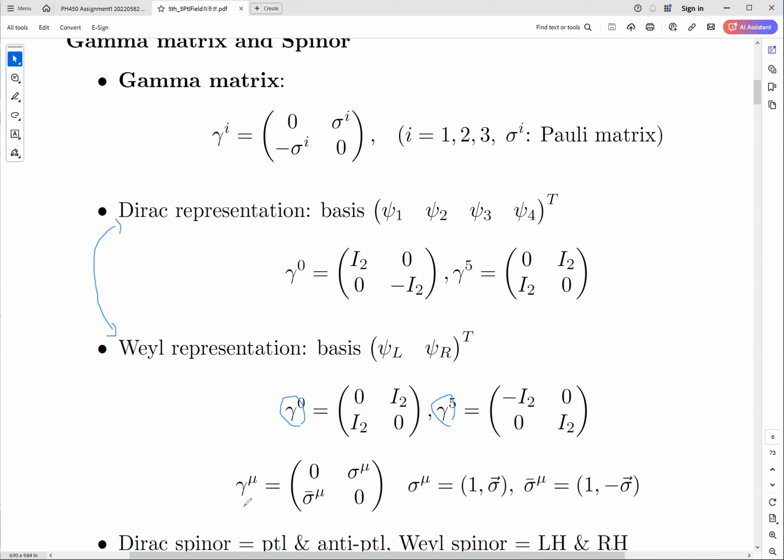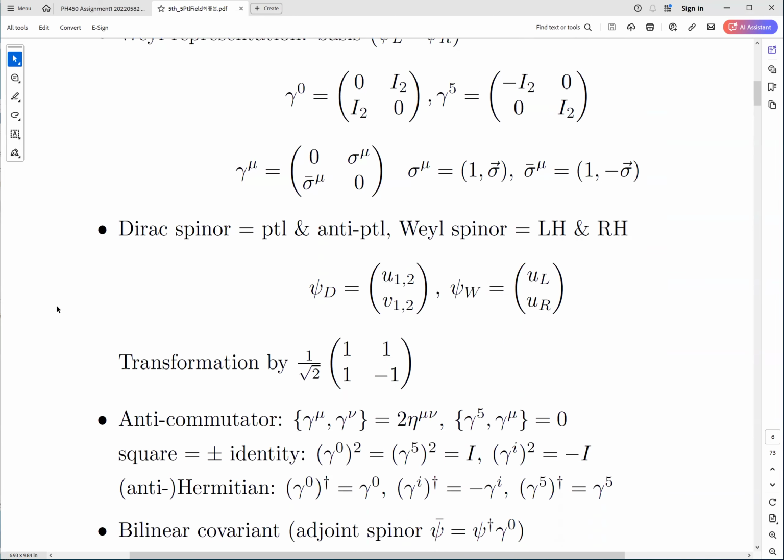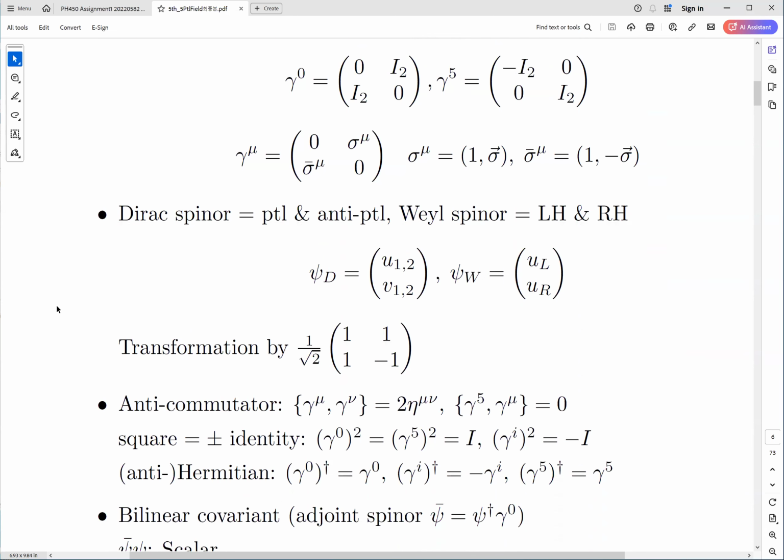So for the mu equal to 0, 1, 2, 3 index, the gamma mu are given like that, with sigma mu and sigma bar mu defined in this form. It is possible because gamma zero has the identity matrix in the off-diagonal. And we'll use the Weyl representation frequently, but sometimes we use the Dirac representation, for example, when finding the solution of the Dirac equation. So there is a gamma matrix, and the gamma matrix acts on the Dirac spinor.